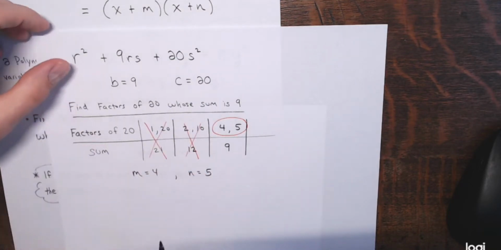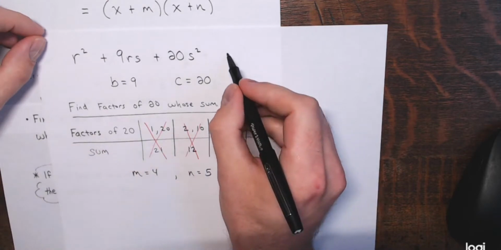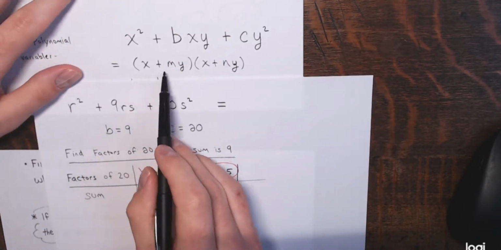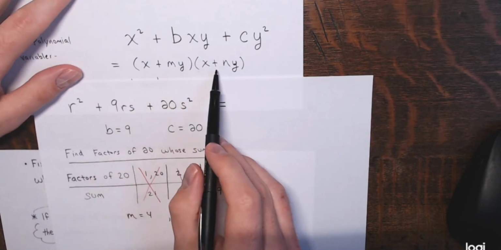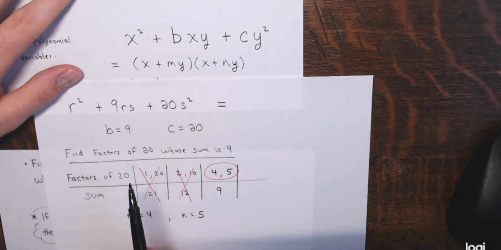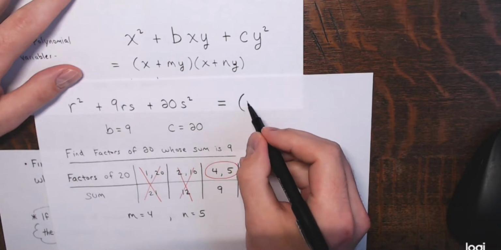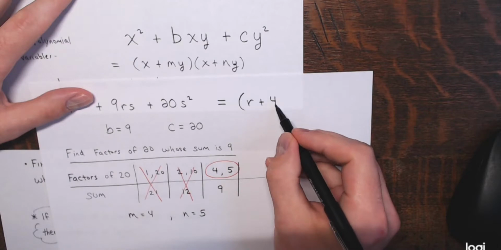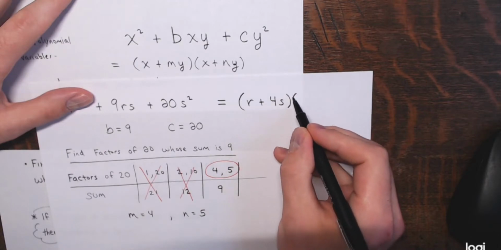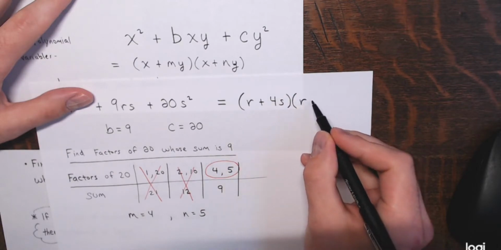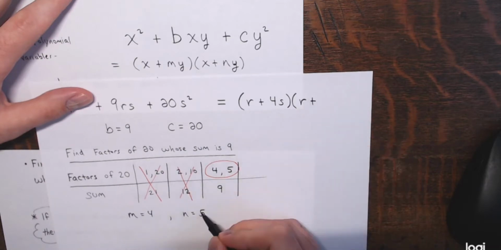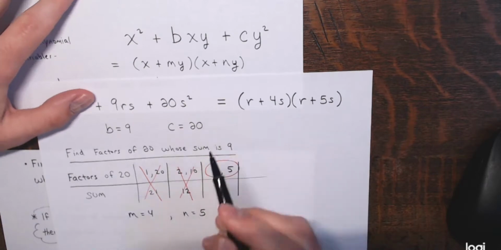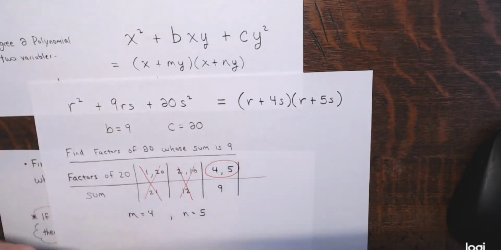And since the lead coefficient is 1, we can jump right to r plus ms times r plus ns. So r plus 4s times the other factor, which will be r plus 5s. And that's it. There's the factorization of that polynomial.